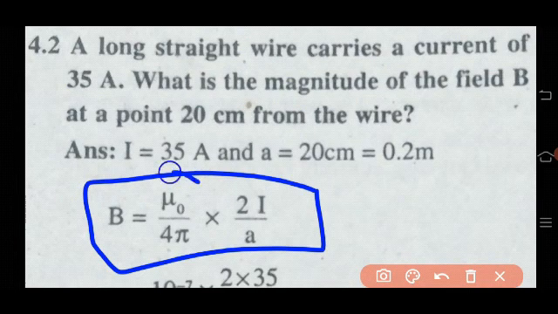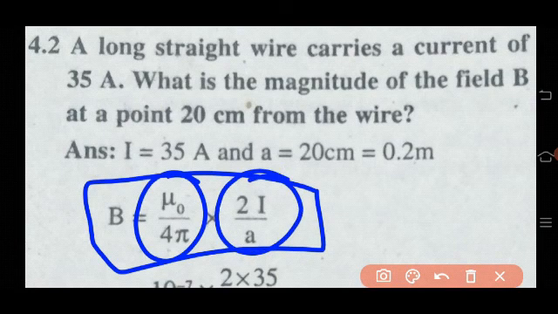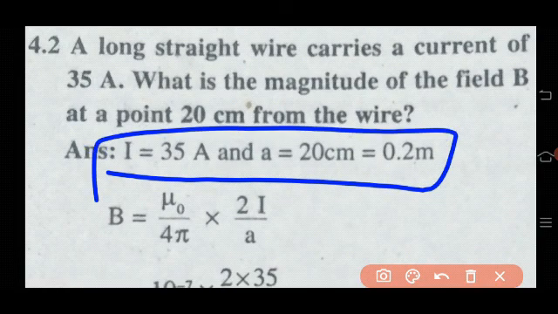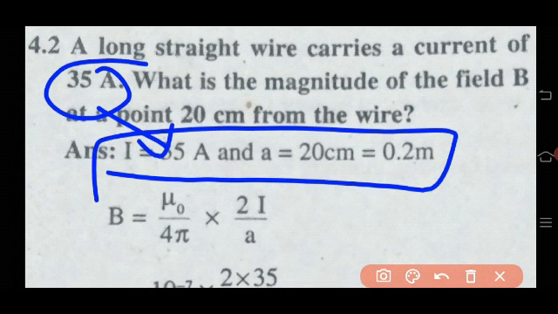Okay, that is mu naught by 4 pi into 2I by A. What is A? A is the radius. Okay, now write the given things. What all is given? The current, 35 amps, it carries the current. Then we want to find the magnetic field B.